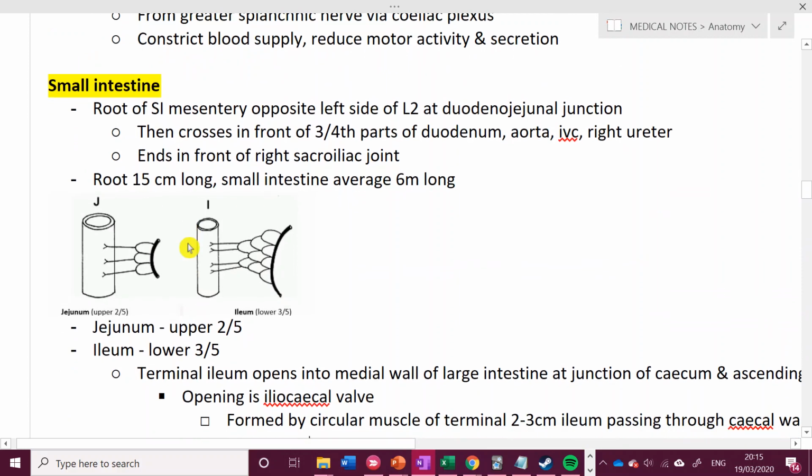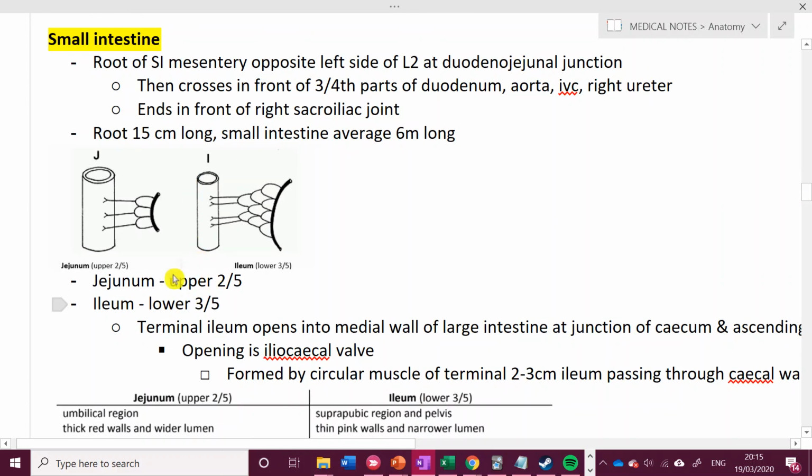So, the anatomy of the small intestine. This is divided into 2 parts, and it starts at the root of the mesentery, so it's surrounded by mesentery as well. The mesentery starts at a root opposite the left side of L2 at the duodenojejunal junction, difficult word. Then it crosses in front of 3 of the 4 parts of the duodenum, the aorta, inferior vena cava, and the right ureter, and ends in front of the right sacroiliac joint.